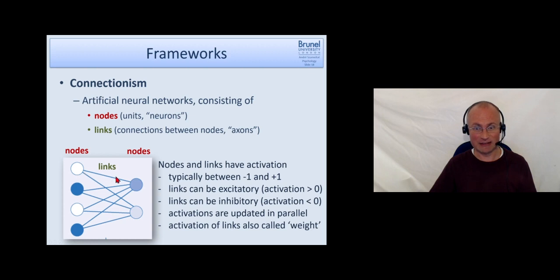And if the link is negative, it has an inhibitory effect. So if this one is activated and this is a negative value here, then this one will show a lower activation. Or they can be excitatory if their value, which is also often called weight, is larger than 1. So if you have a 1 here, then this is higher than 1, for instance. And you would constantly update all the activation of the links at the same time.